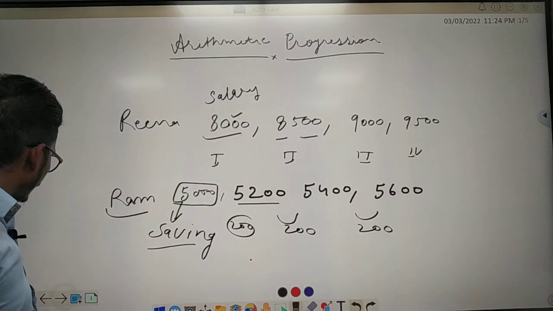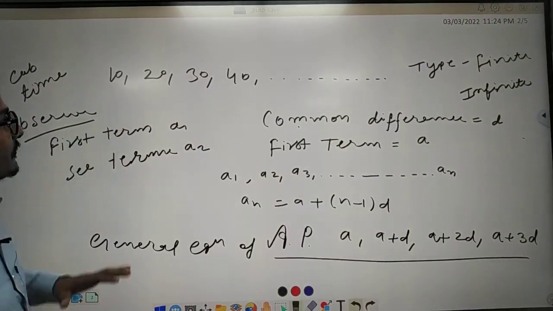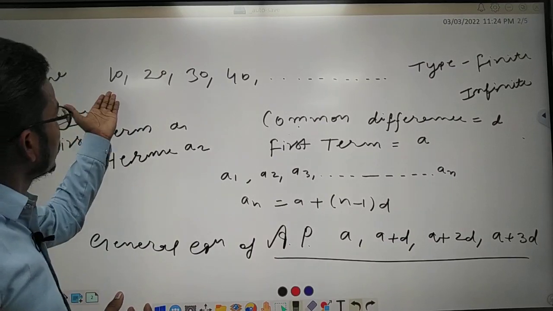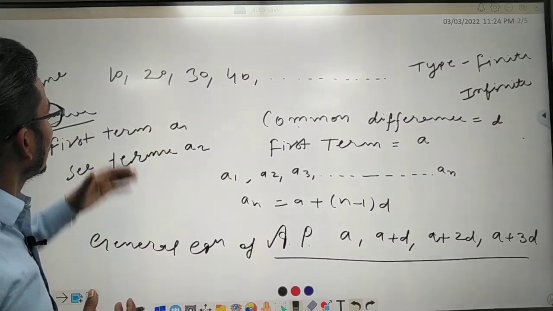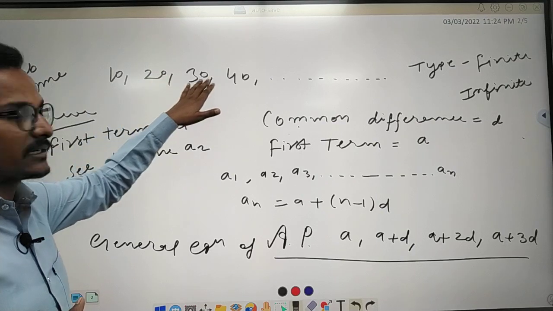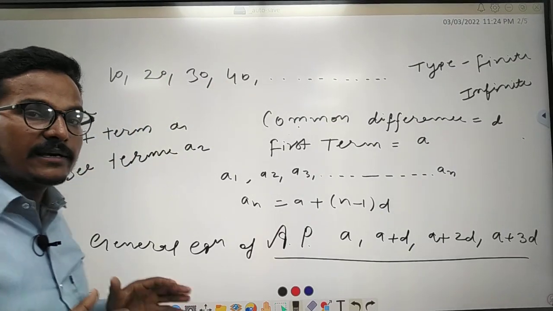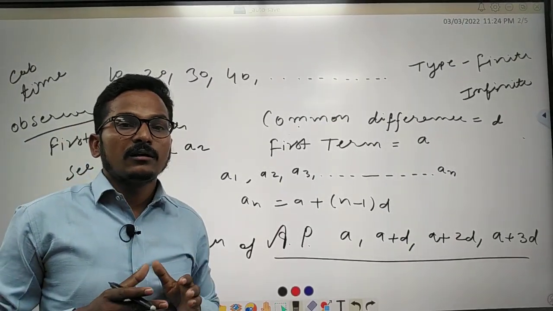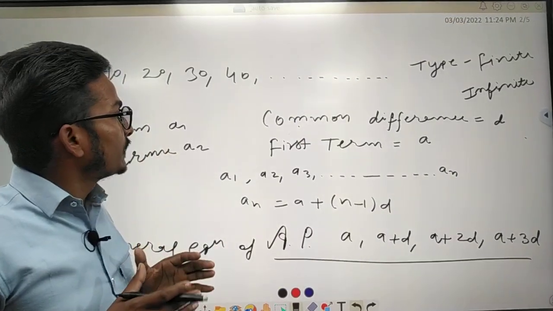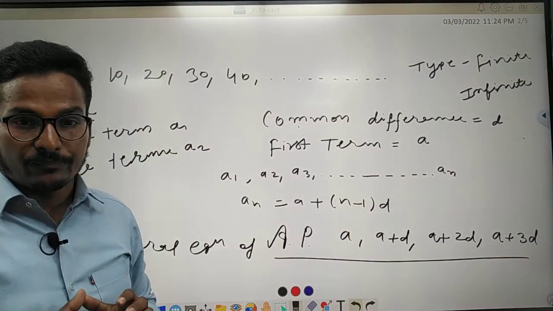Similarly, next is a traffic light, where a cab passes in some time duration. The times are 10 seconds, 20 seconds, 30 seconds and 40 seconds. In all the examples you can observe that the difference between terms is equal.